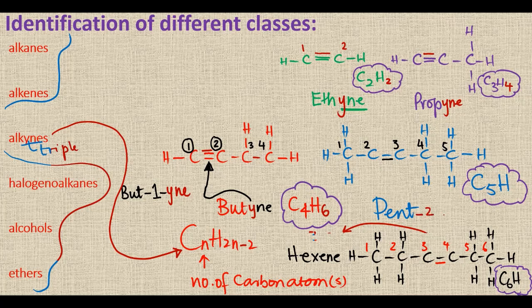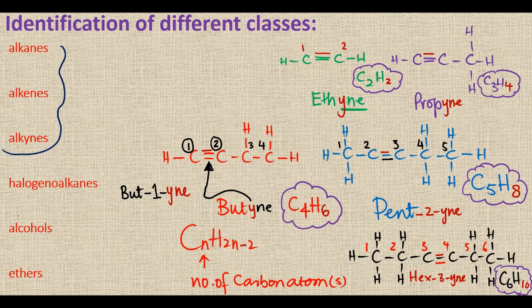Similarly, pent-2-yne is C5H8, having the triple covalent bond between carbon atom number 2 and carbon atom number 3. Hexyne, with the molecular formula C6H10, has the IUPAC name hex-3-yne. Now we're going to talk about halogenoalkanes, and in order to understand them, we have to bring all these molecules back into their ane configuration.